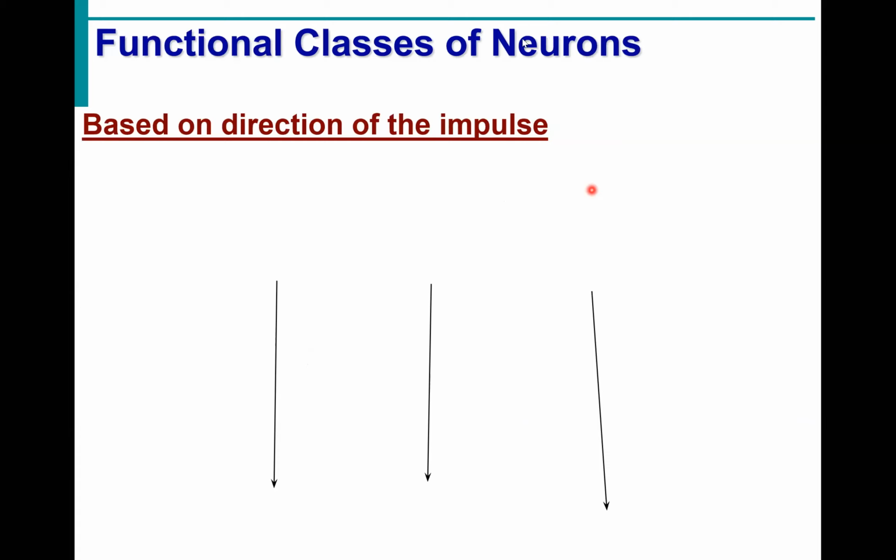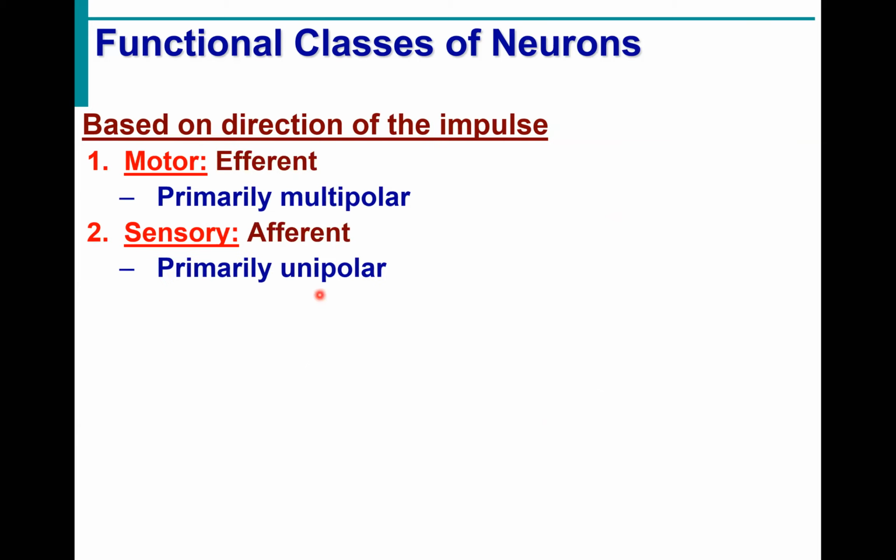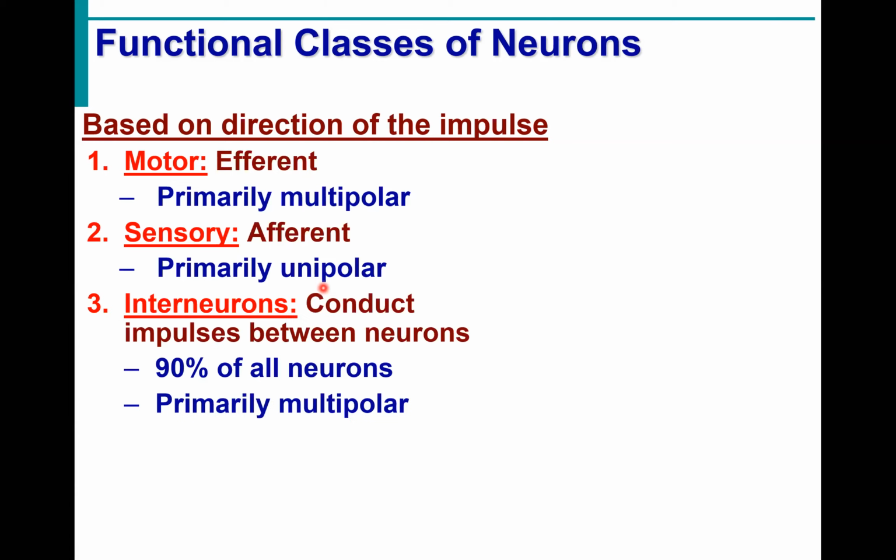And then again, we can flip it around and do it the other way as well. The functional classifications are the directions we carry information. We have our motor, which is efferent, which is out of the central nervous system. Those are primarily multipolar. Our sensory, afferent, primarily unipolar. And then our interneurons, those found in the brain and spinal cord. They're the ones between the sensory and the motor. They're the ones that carry information in the central nervous system. And they're primarily multipolar as well.